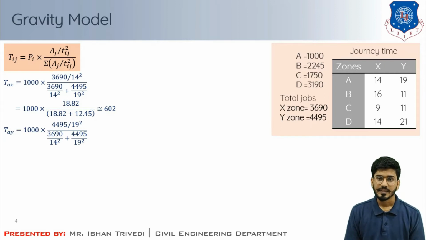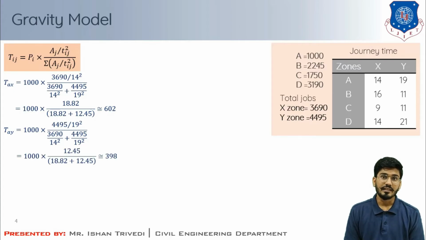Similarly, if I'm talking about the TAY, where the I value is A and the J value is Y, the PI value is again 1000. Now the AJ value for A to Y we have is 4495 and the travel time is 90. So I just put those values and the answer is nearly 398. Similarly, you can do it for B, C and D zones.